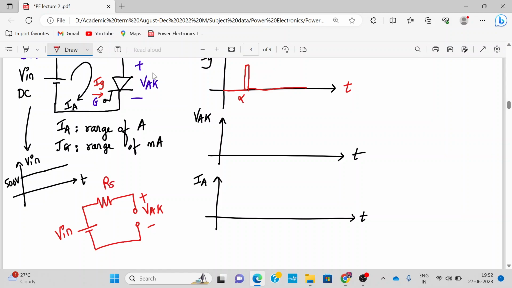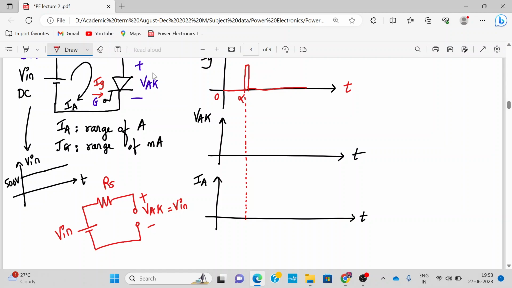Now what will be the voltage across VAK over here? The VAK voltage will be same as V in. Let's say from 0 to alpha, we have not turned it on. Let me plot it over here, and let me also draw the current relevant to this. So my VAK voltage will be similar to V in. Why? This happens because SCR is not turned on.